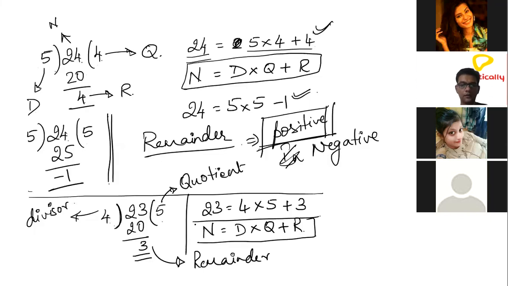Are we clear till here? Yes, sir. Now, if you look at 23, 23 is not only 4 fives are 20 plus 3, 23 is also 4 sixes are 24 minus 1.